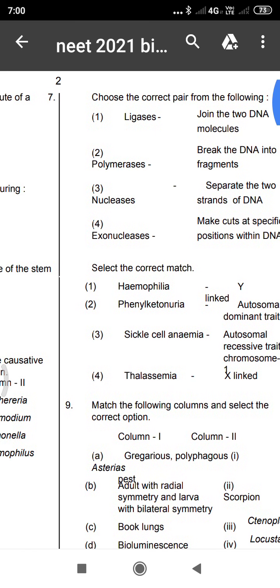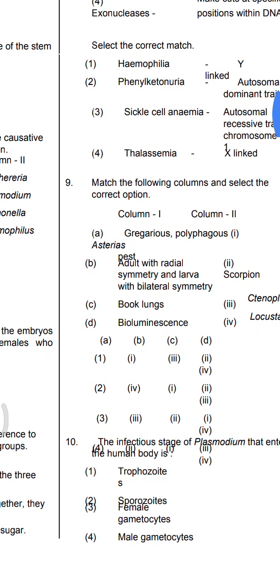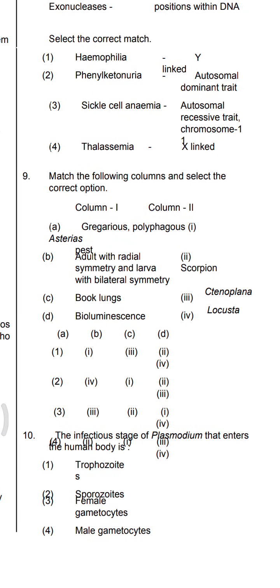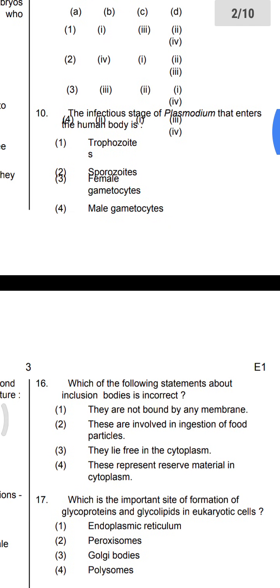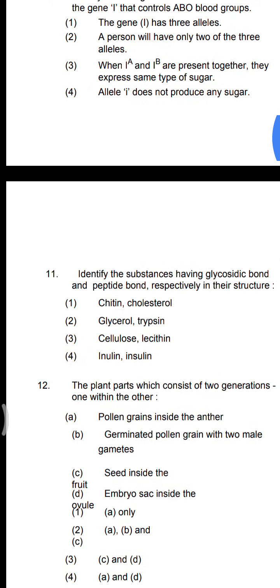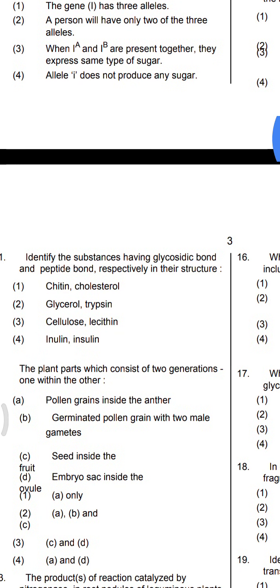It is the 8th question. And the 9th question is also match the following columns and select the correct option. 11th question. Identify the substances having glycosidic bond and peptide bond respectively in their structure. 1. Chitin, cholesterol. 2. Glycerol, trypsin. 3. Cellulose, lecithin. 4. Insulin, inulin.